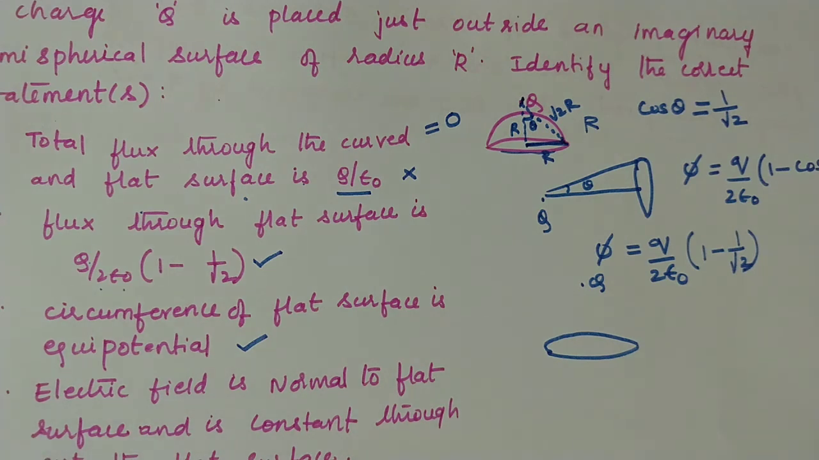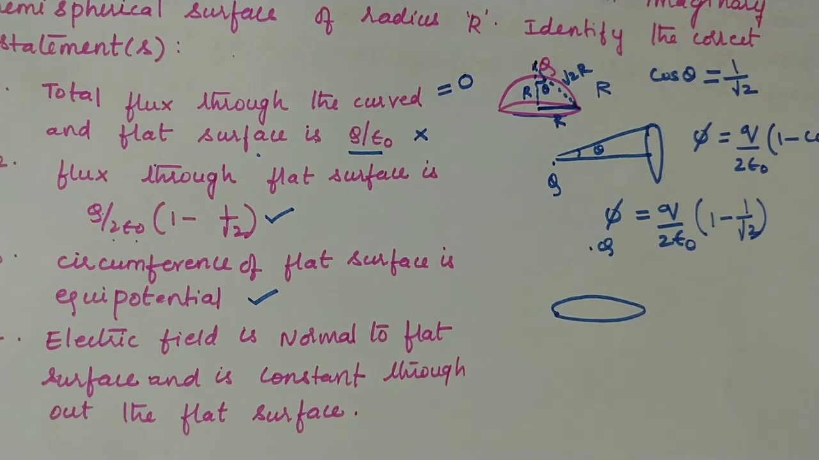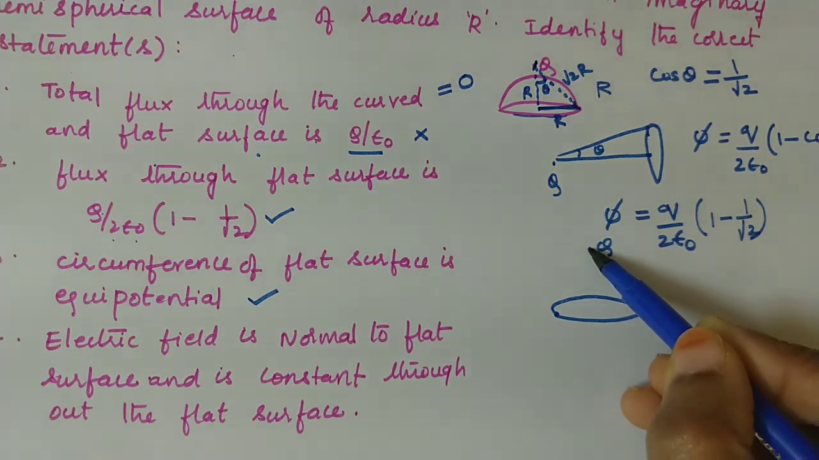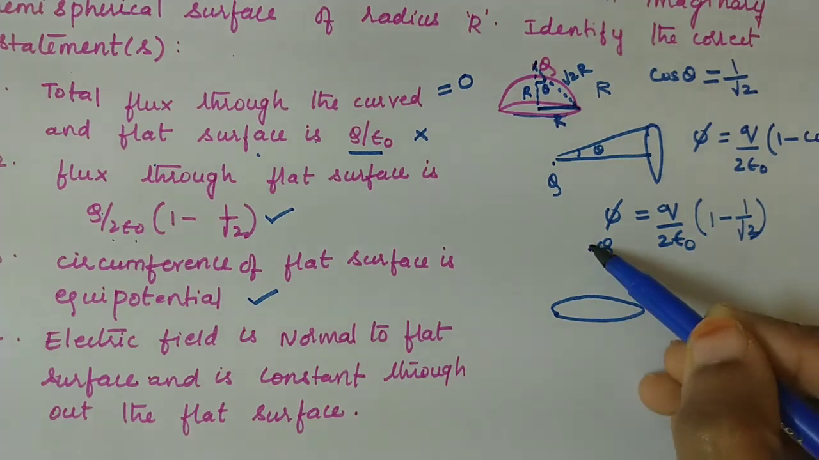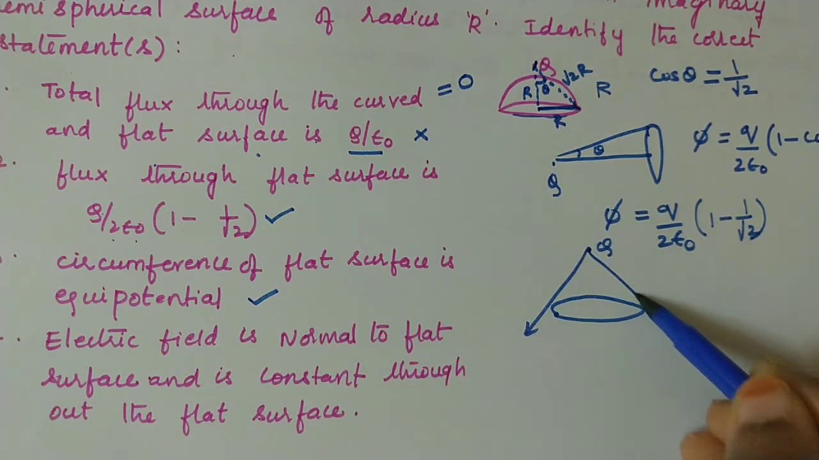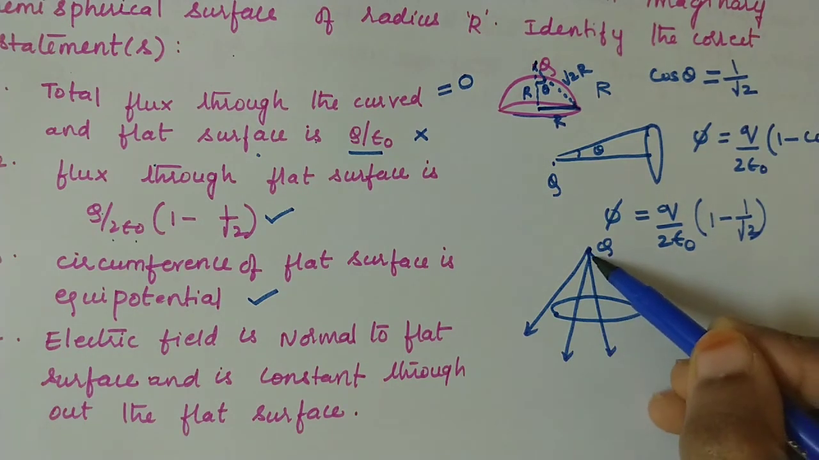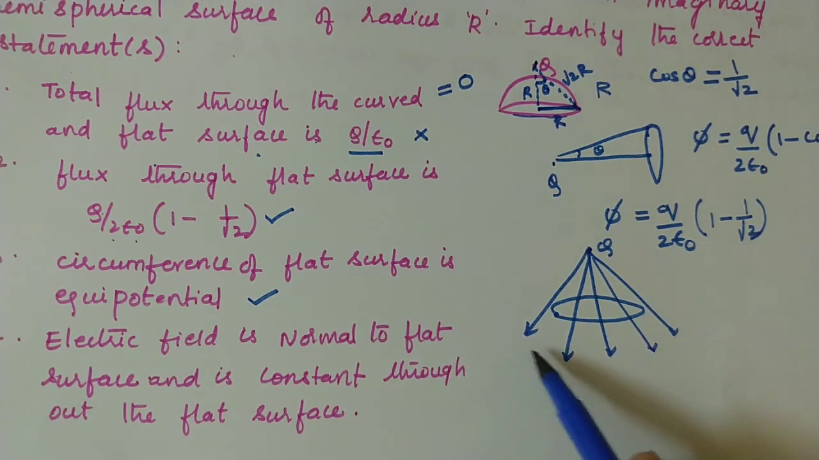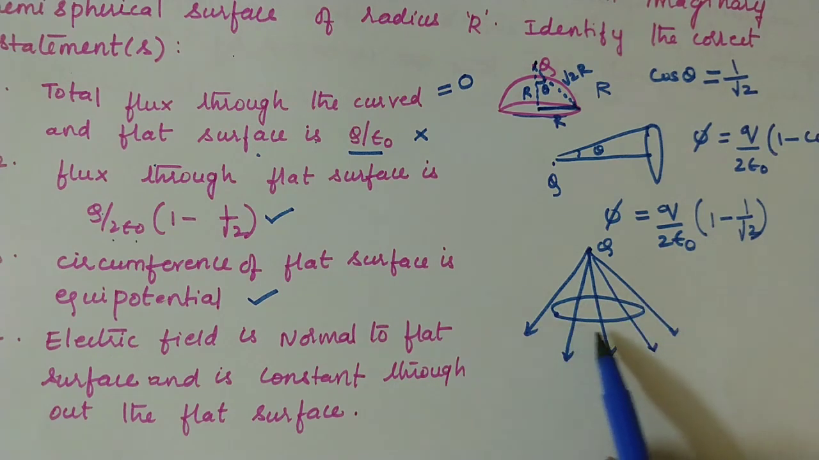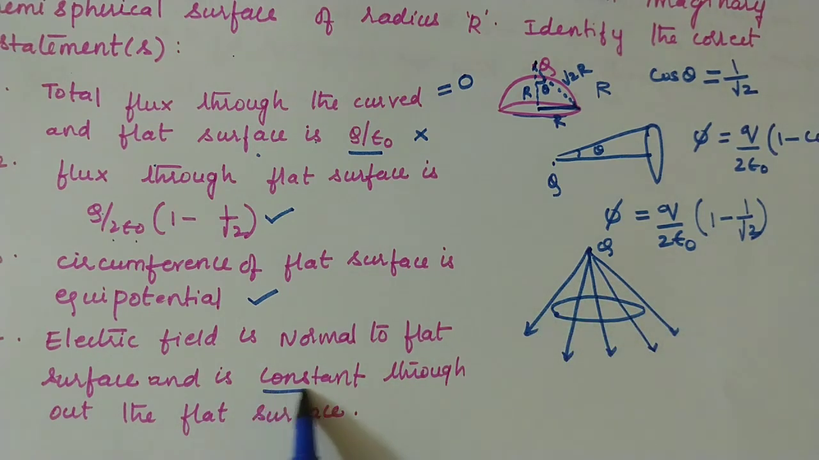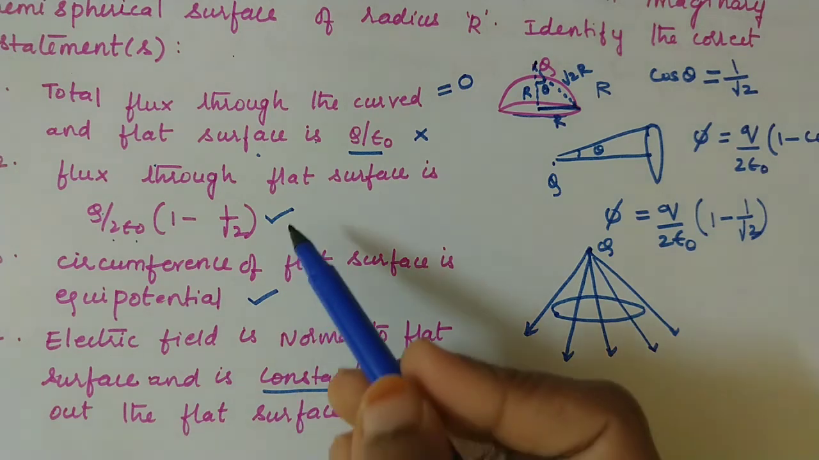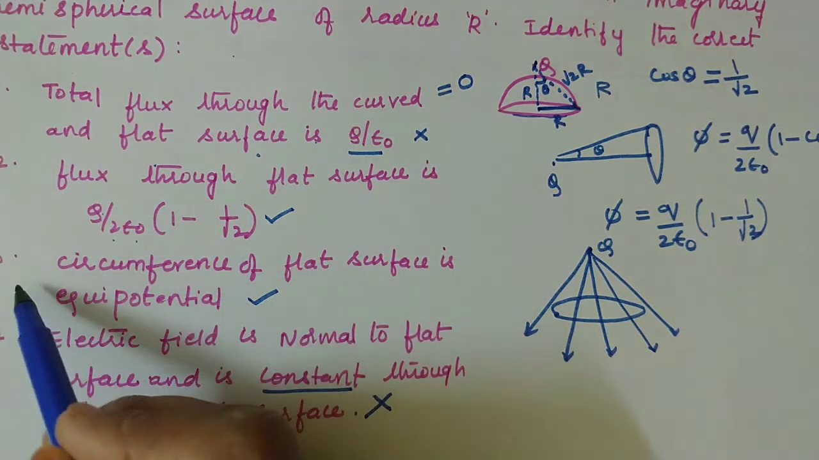And last, electric field is normal to the flat surface and is constant throughout. Let's check. If this is a charge and this is your flat surface, if I draw the field lines, this is how the field lines are distributed. And you will observe that it is not a uniform field. And since the field is not uniform, it is not constant throughout the flat surface. But since it's given as constant, even this statement is wrong. So there are two statements which are correct, that is second and third.